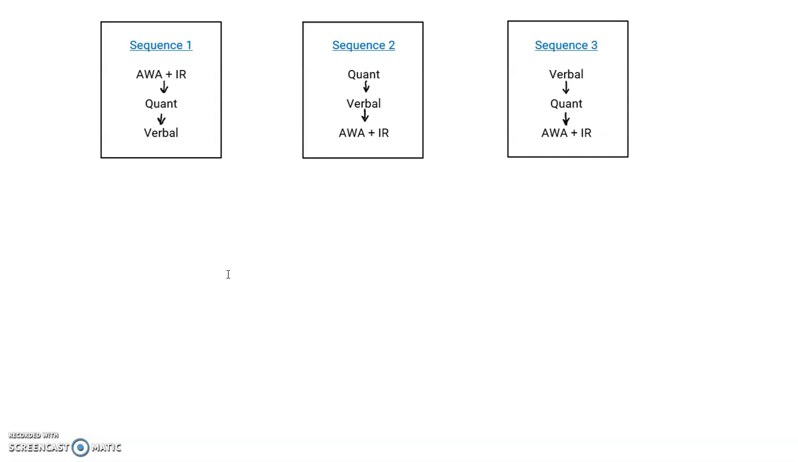Now, before we begin, in case you're not aware of it, GMAT allows you to take the test in basically three different sequence orders. You can choose any one of them. In sequence 1, you start off with AW and IR. In sequence 2 and 3, you do AW and IR at the end. In sequence 1, you start with AW and IR, then do quant and then verbal. In sequence 2, you start with quant and then do verbal. In sequence 3, you basically swap the order of quant and verbal.